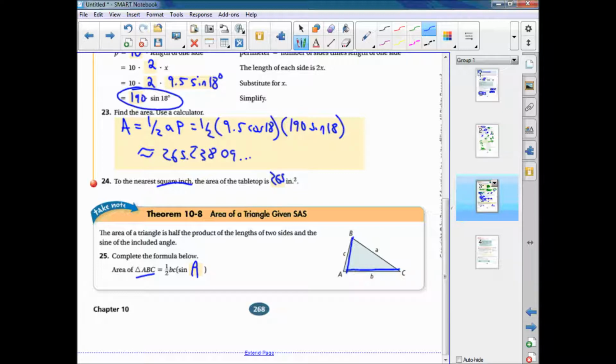Now, why did we pick A here? Why not angle B or angle C? Well, it's 1/2 of two sides times the included angle. The included angle in this case for sides B and C is angle A. Angle A is included between B and C. So our new formula for finding area of a triangle is equal to 1/2 times B times C, where B and C are two of the sides, times the sine of the angle that's in between them. So in this case, sine of angle A.